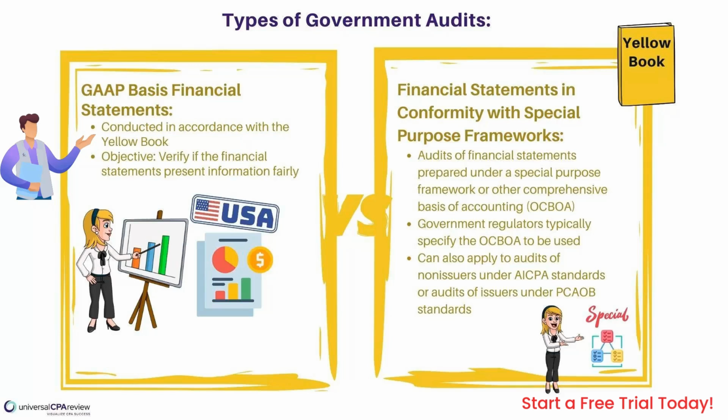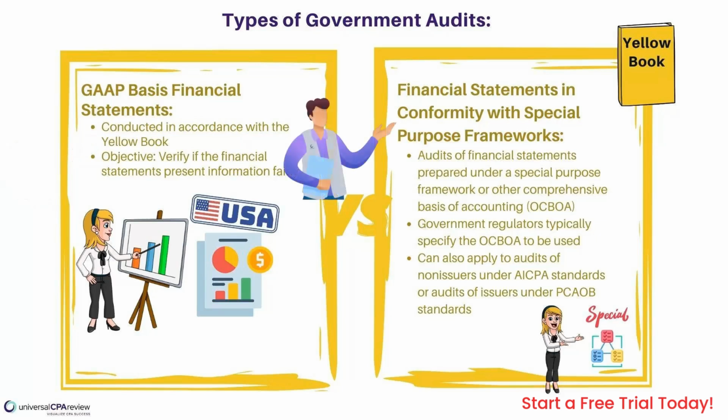So the primary objective in these audits is to verify whether the financial statements present information fairly in all material respects. So these audits are typically used by public agencies and government entities following standards for U.S. accounting rules under GAAP. And on the right, we shift to financial statements prepared under special purpose frameworks, also known as OCBOA. So that stands for the Other Comprehensive Basis of Accounting. These might include the cash basis, the tax basis, or regulatory basis of accounting.